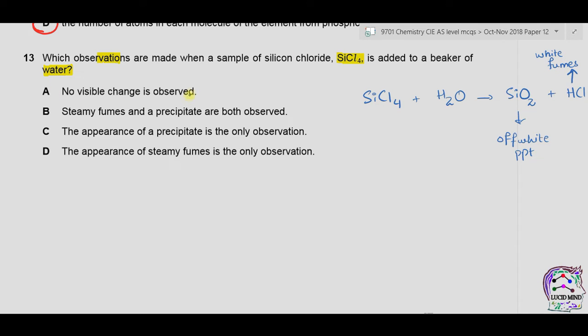A. No visible changes observed. This is untrue. B. Steamy fumes and a precipitate both are observed. This is a true statement. C. The appearance of precipitate is the only observation. No, this is not the only observation. We also have white fumes of HCl. D. The appearance of steamy fumes is the only observation. Again, this is incorrect because off-white precipitate is also formed. Correct answer is therefore B.